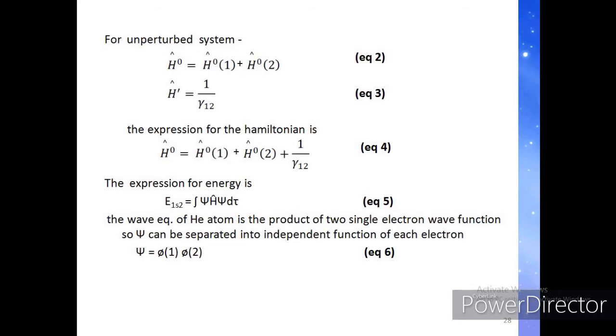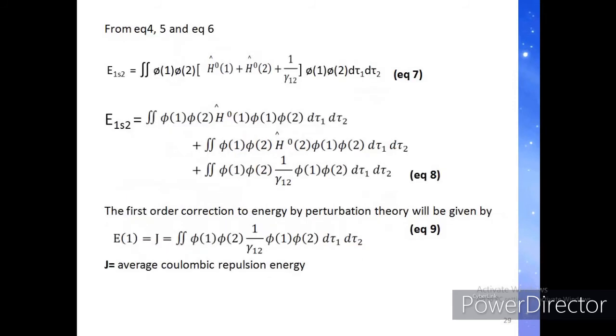Now we have to write an energy expression for our system. So equation number 5 represents the energy expression. As we know that our helium atom consists of 2 electrons, for every single electron there is a wave function, and our wave function for the system is considered as the combination of these two wave functions, that is phi 1 and phi 2. After this, by putting all the values in equation number 5, we get the equation represented in equation number 7.